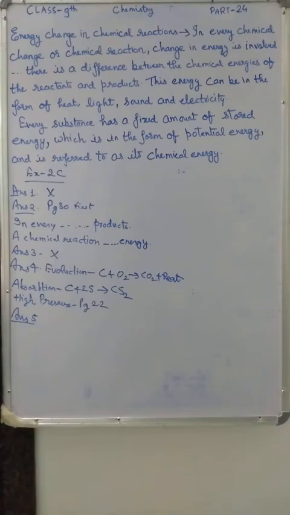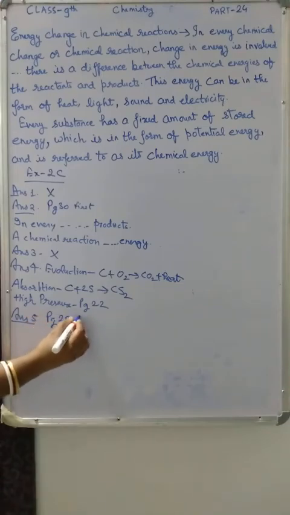It is given in your page number in exercise 2A. In exercise 2A, it is given in page number 22. Okay, evolution of gas, change of color, formation of precipitates and change of state. So in page number 22 and 23 you will get the characteristics of a chemical reaction.